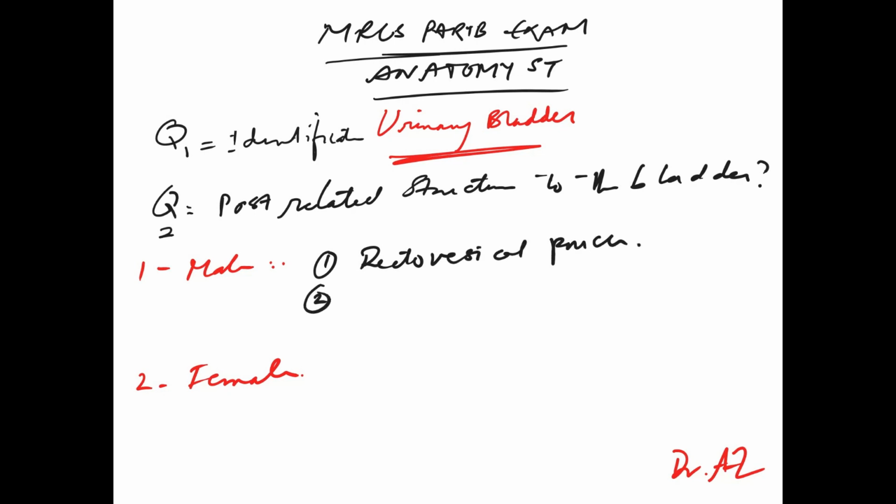Number 2, in the male you are going to find the 2 vas deferens, and also you are going to find the terminal parts of the 2 ureters, right? This is in the male.